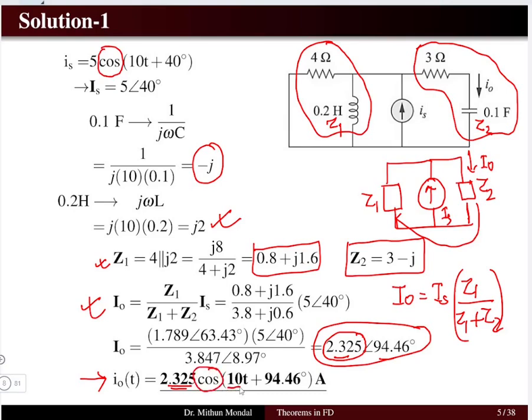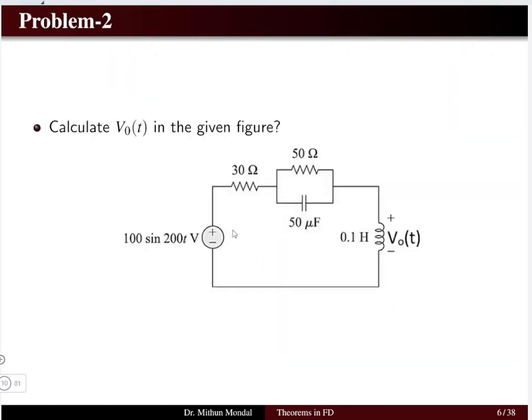Frequency will remain the same, that is 10t, plus the angle that we are getting for the solution of current I naught. So in this way we can represent the final answer in the time domain format, which is the instantaneous current. Next problem, you have to find the potential V naught in the figure.